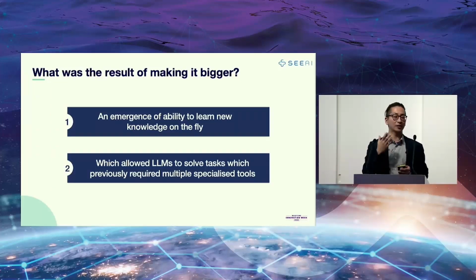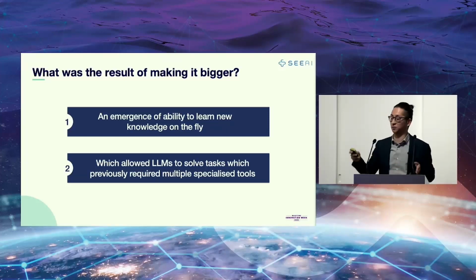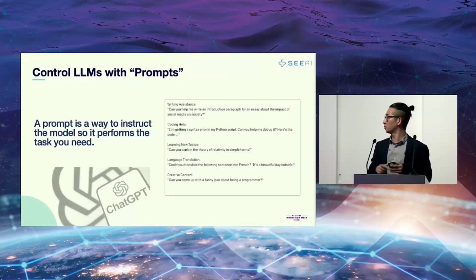And if you have used ChatGPT, you've probably seen it in action. You can instruct it to write a contract, to write an email, and it's able to solve all those different tasks without having a specialized model. So one single model can be utilized for many different tasks. That's what this slide shows. We usually call the instruction or input to this large language model a prompt, because a prompt is a way to instruct the model so it performs the tasks you need.